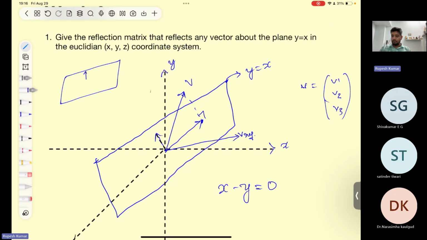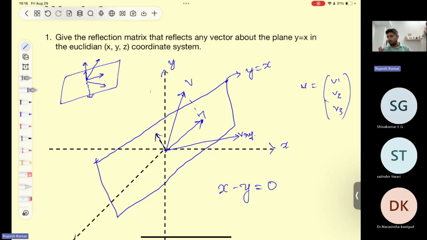And you have its normal. Now you have some vector like this. The plane is going through the origin. Now you want to find the reflection along this plane. What you do, you represent the vector as a sum of two vectors. One vector is along the normal to the surface, one is along the surface. Now you negate the component along the normal of the surface and then take the sum of these two vectors to get the reflected vector.